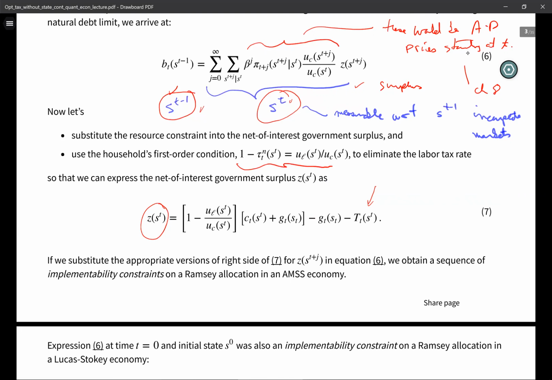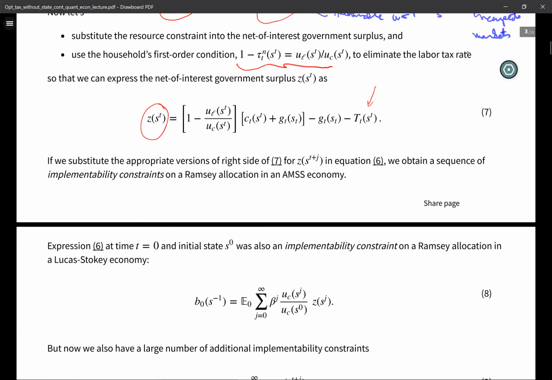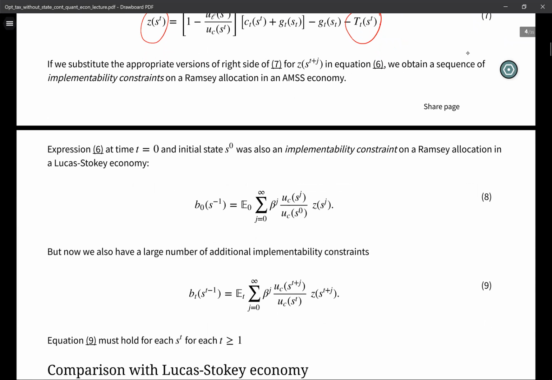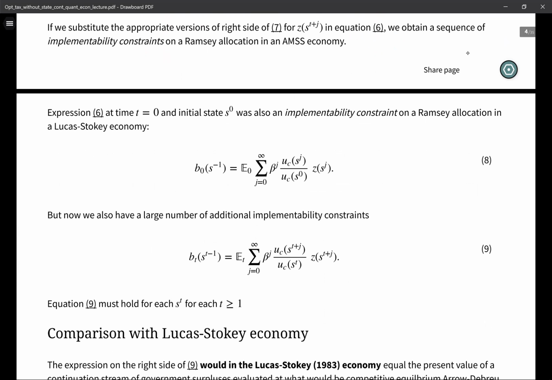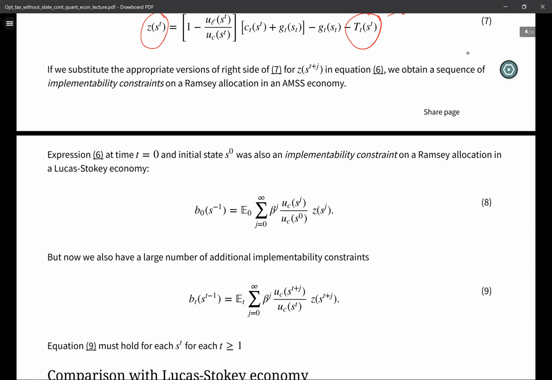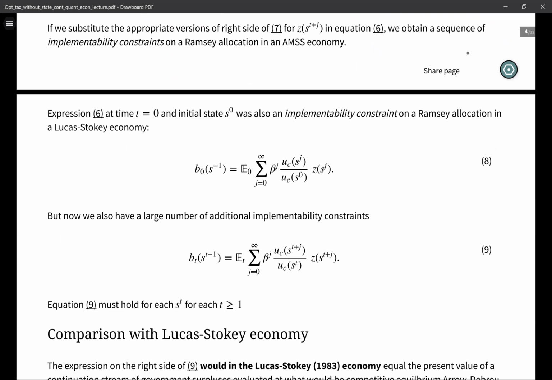So if we substitute this expression, for most of the analysis, we're going to actually set this equal to 0. Much of it could be set to 0. We'll come back to that. So our earlier equation becomes essentially a version of what we've done. We're going to get a collection of implementability constraints that are inherited from the sequence of government budget constraints. They're going to look like this for time t equals 0, and they're going to look like this for time t greater than or equal to 1.